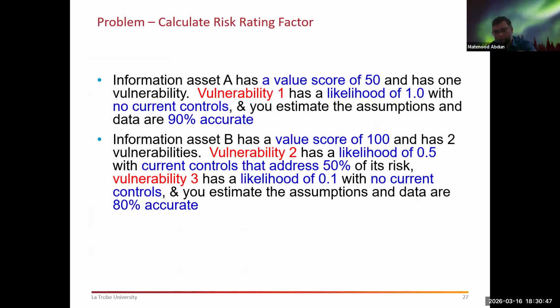Okay, here's an example based on calculation. How much time do we have? We are tracking.